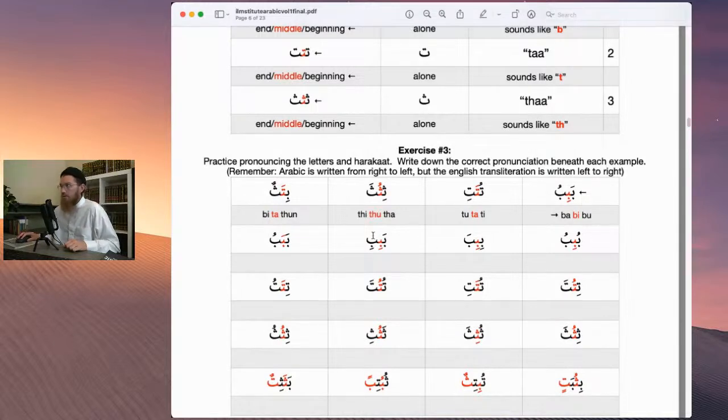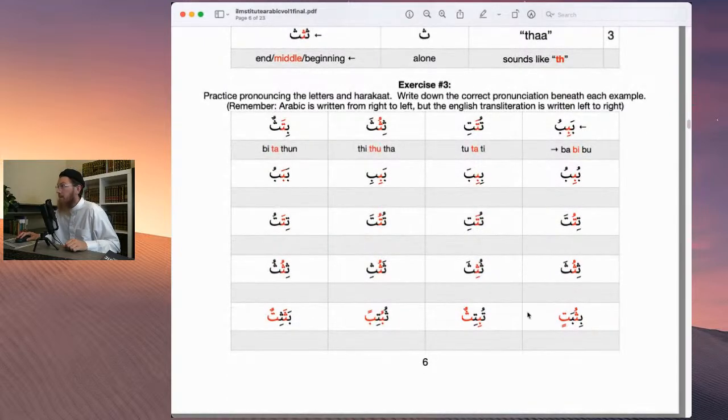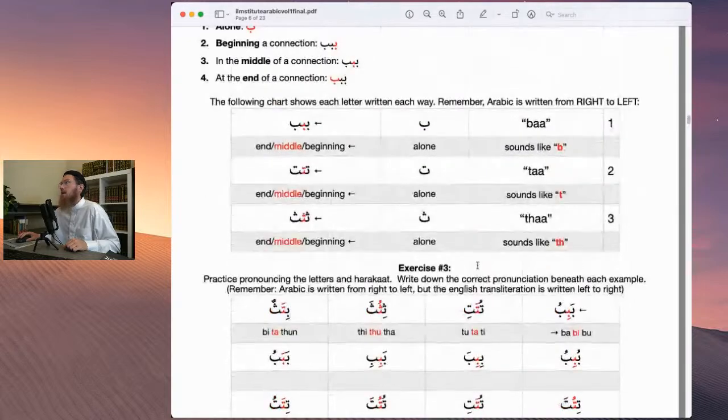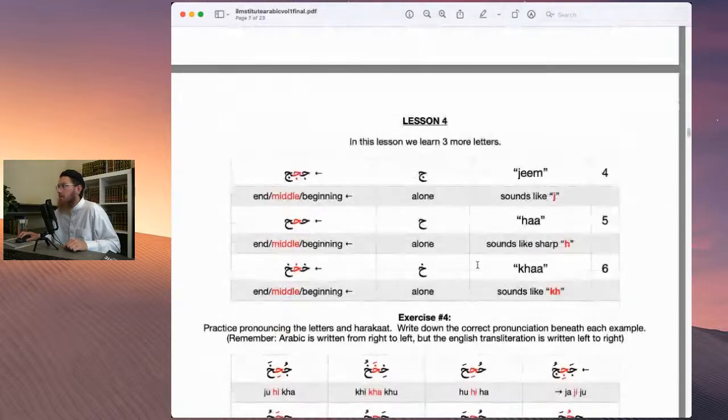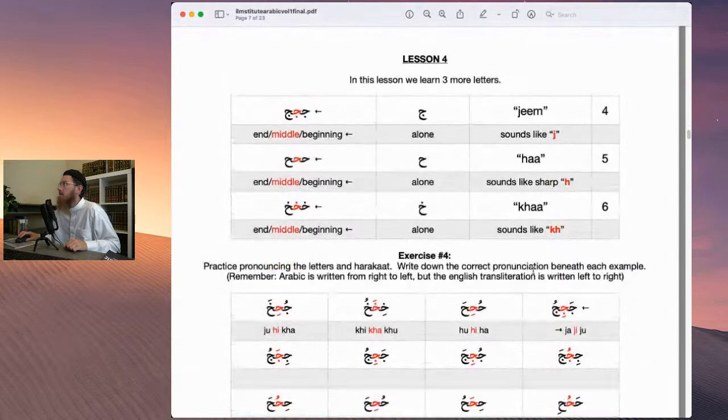So this whole row is just the letter ba. This whole row is just the letter ta. This whole row is just the letter tha. But then we start mixing it up. We start putting the ba and the tha and the ta together, in different orders and with different harakat. And this is all we do throughout the entire book.